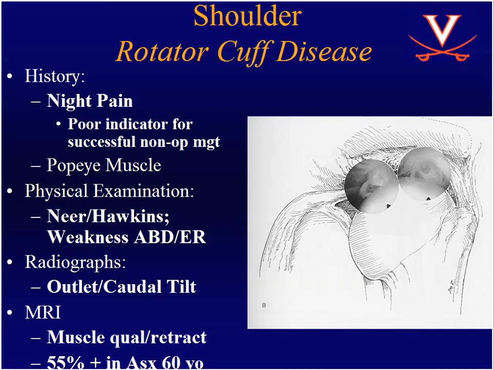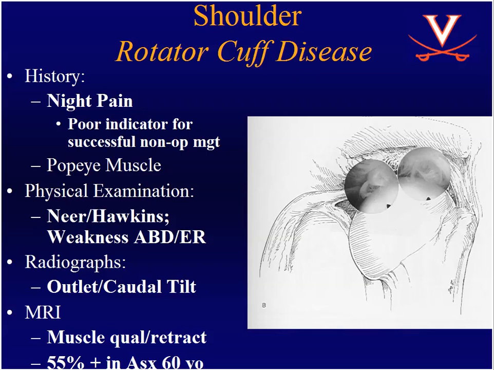Let's go to rotator cuff disease. This occurs in the older population, patients over 40 classically. They may have night pain, and it's important to get that. If you hear night pain on the exam, you think rotator cuff disease or tumors. They may have a Popeye muscle because their proximal bicep is ruptured. They have the classic impingement signs, and also they have weakness with abduction and external rotation.